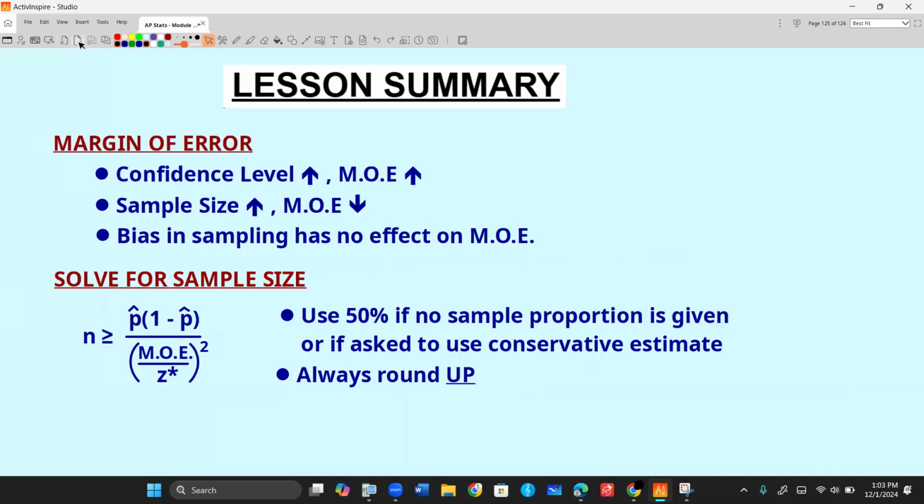Margin of error: higher confidence level, higher margin of error. Higher sample size, lower margin of error. Bias in sampling has no effect on the margin of error. And to solve for the sample size, you can use this formula here. It's the p hat times 1 minus p hat over the fraction margin of error over the z star, squared, and always round up. If you're not given a proportion to use, just use 50%, or if you're asked to use a conservative estimate.